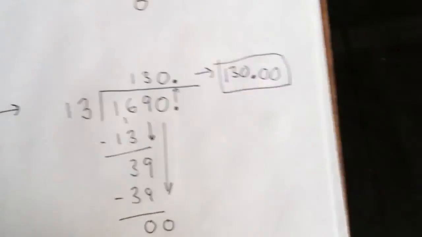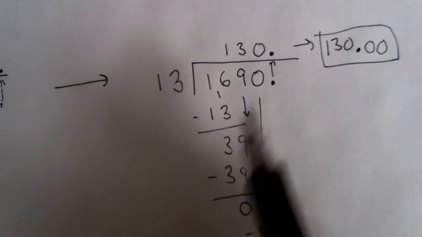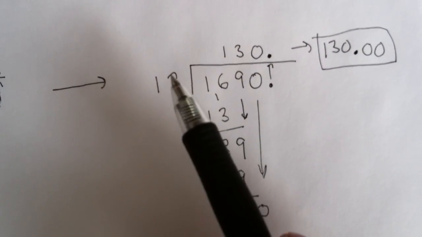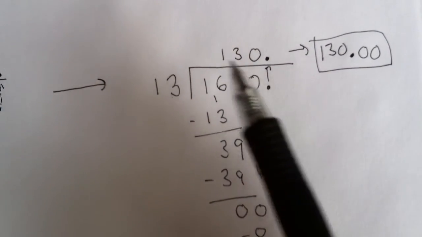There's our answer. Now, don't forget to check your work. You always multiply the divisor times the quotient. Should give you the dividend.